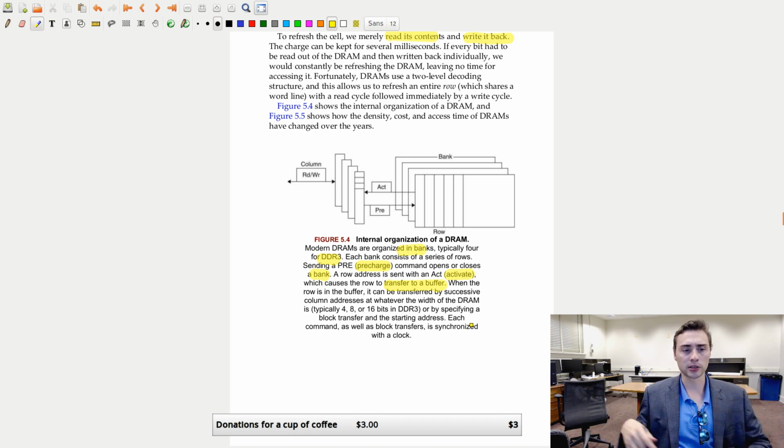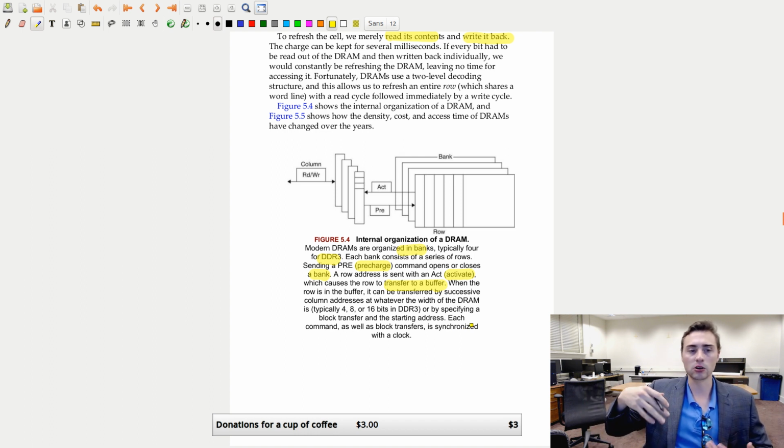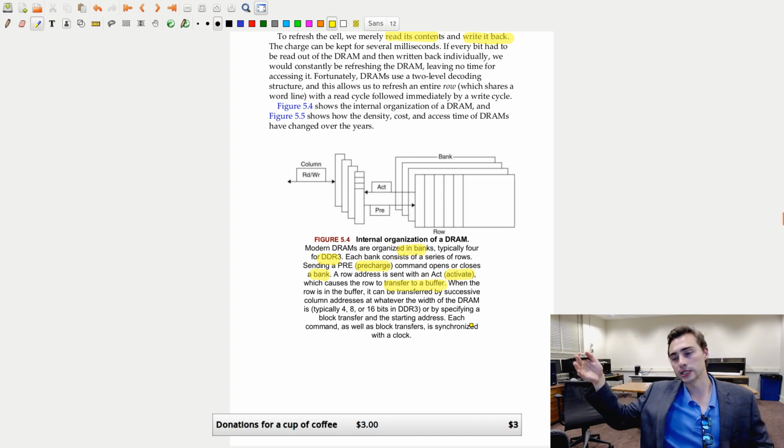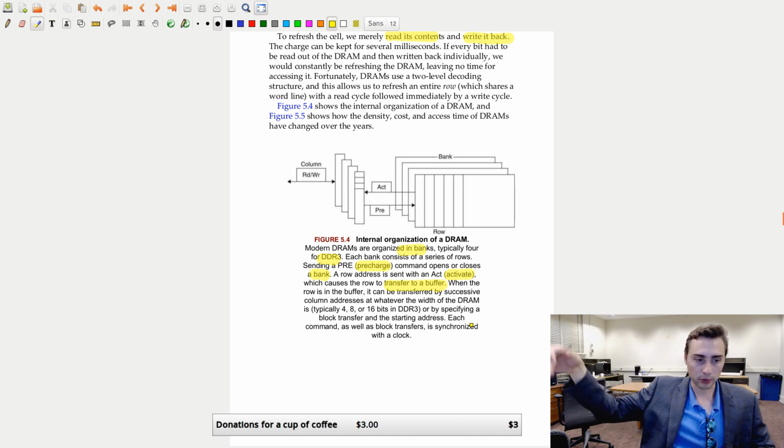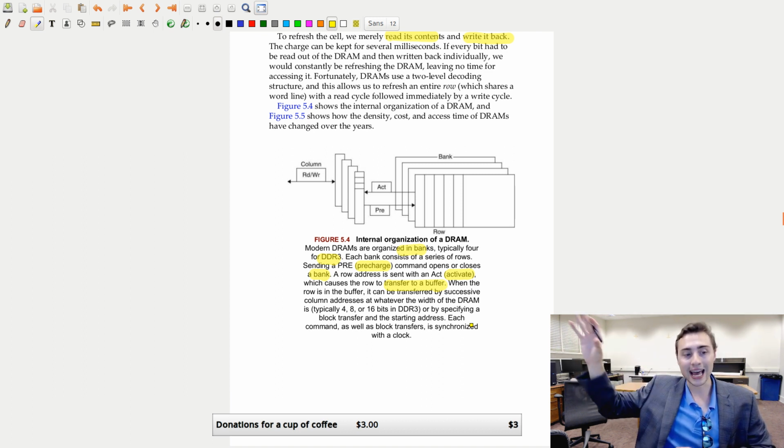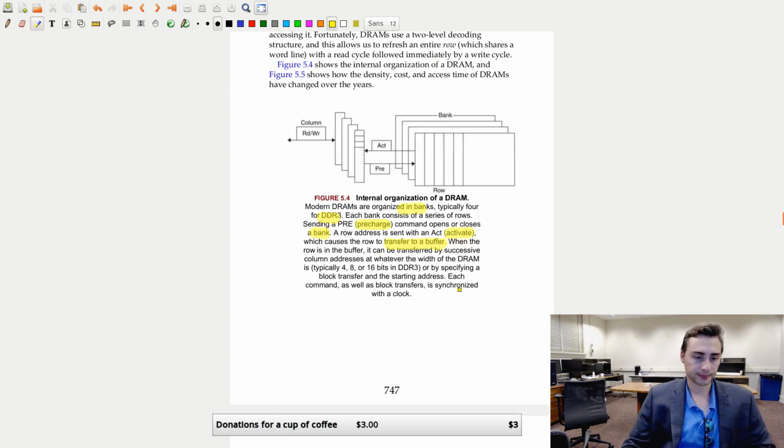So the way this works is we have to send an activate, and we have to say which bank we are going to be reading from, and where we are going to be reading from. That's done with a pre-charge, so we first activate the bank, and then we need to access said bank. So we activate it.